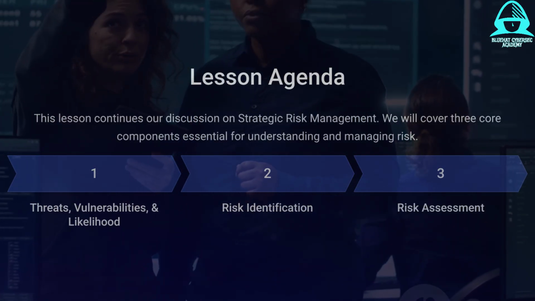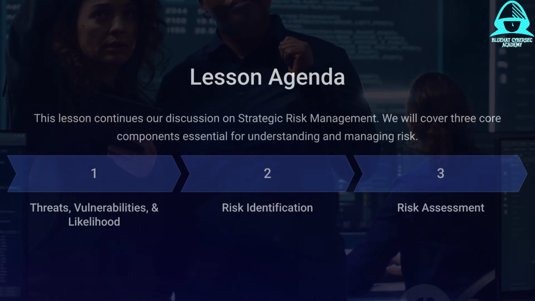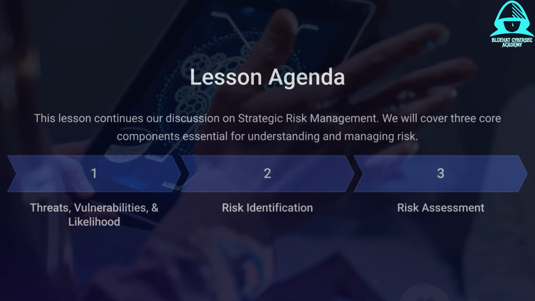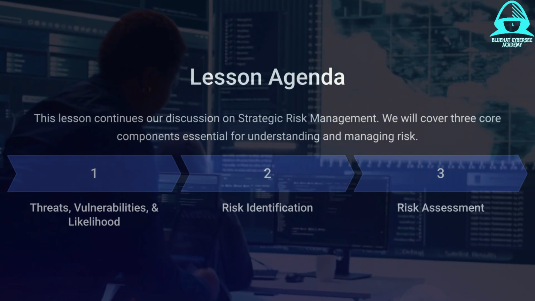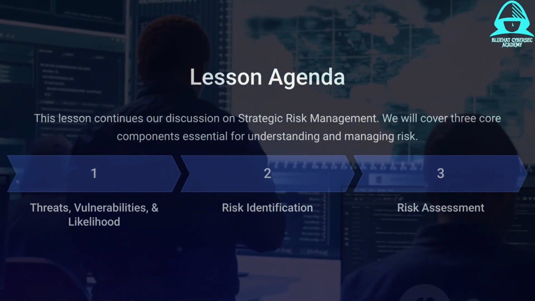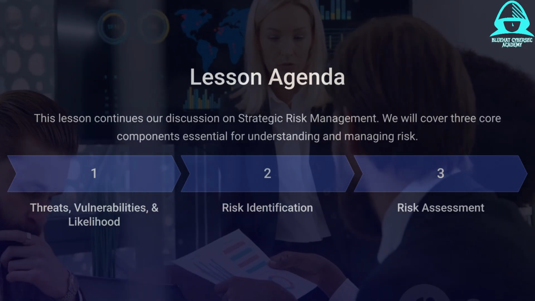This lesson is a continuation of the previous video, which was about strategic risk management. In this lesson, we'll explore three key areas. Number 1, threats, vulnerabilities, and likelihood. Number 2, risk identification. And number 3, risk assessment.